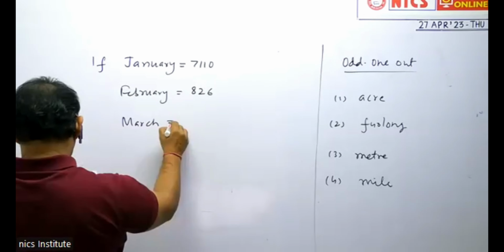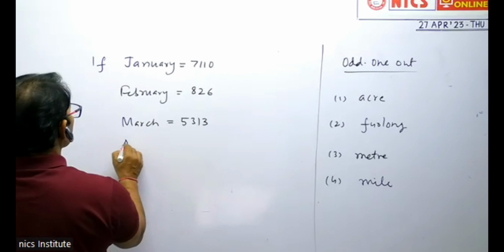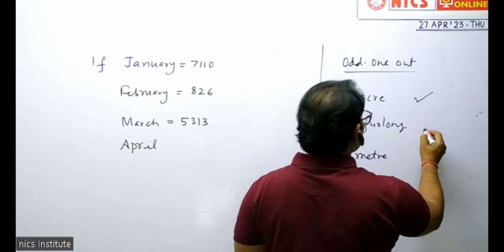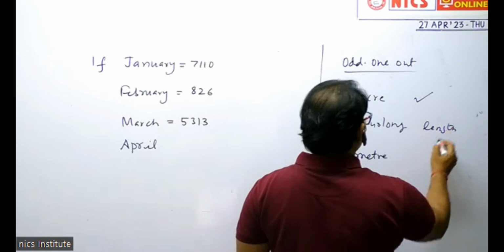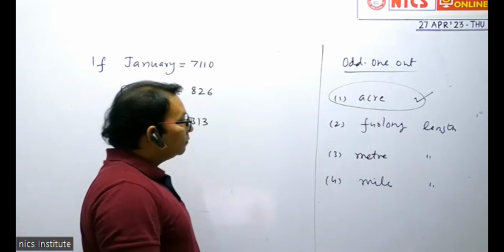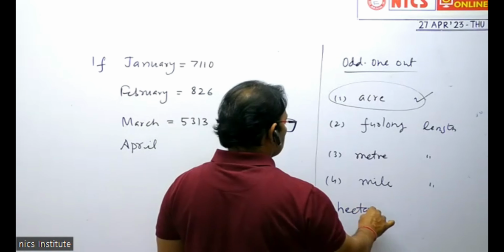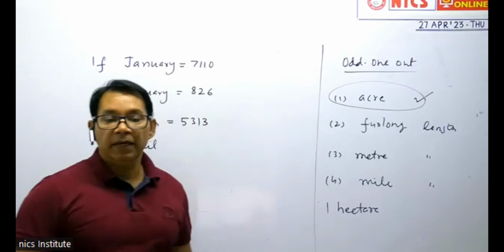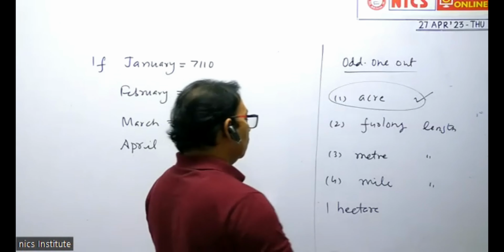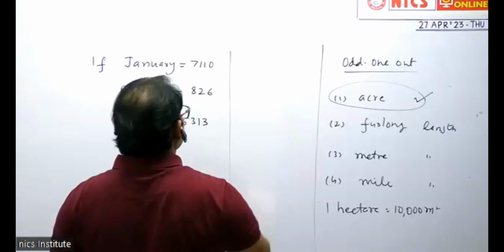What's the answer? Acre. This is area. This is length. This is also length. This is also length. So this one is out, right? Acre is basically area. What is hectare? Anyone? 100 meters square, 100 meter into 100 meter, 10,000 meters square, right?